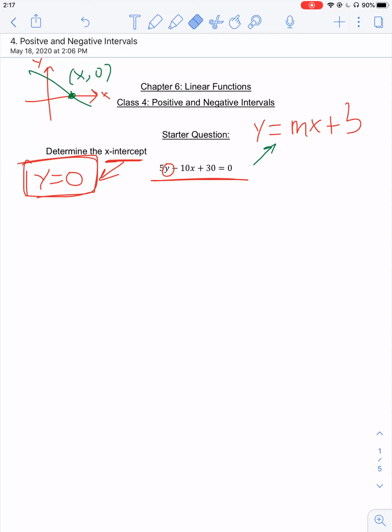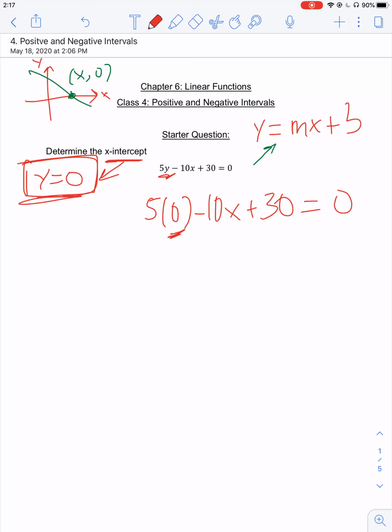So what if I rewrite this equation? It's going to be 5. Instead of y, I'm going to put 0, right? And then minus 10x plus 30 is equal to 0. So all I did is replace my y value by 0, which is what the definition of an x-intercept is. And then all you have to do is solve for x. Okay, so 5 times 0, if you're not sure, it's 0.